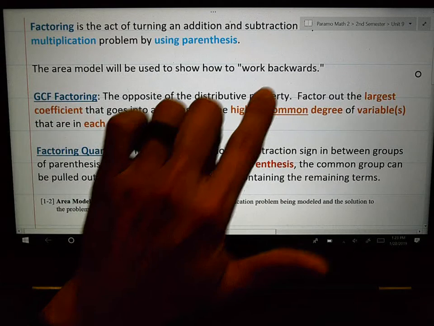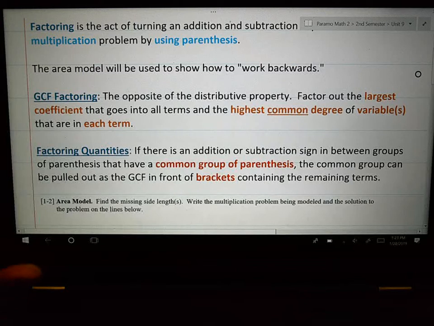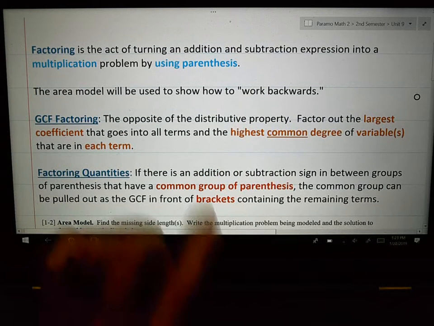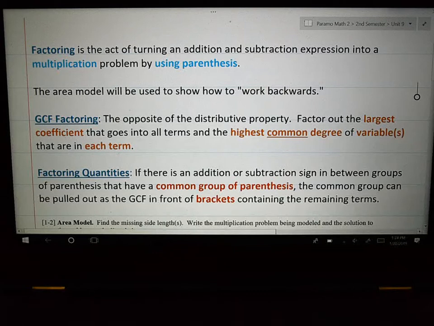Now, we're going to be working backwards and using this area model. That's the first thing that we're going to do. So, let's make sure that you have had time to write down all this information. Let's go ahead and press the Enter button now for students to be able to write down the notes. Press Enter now.